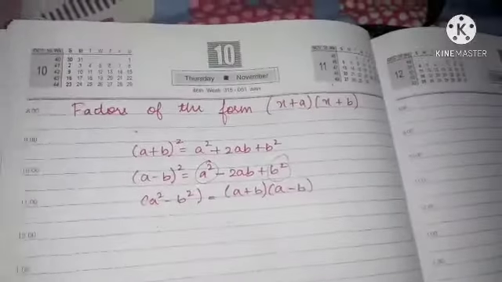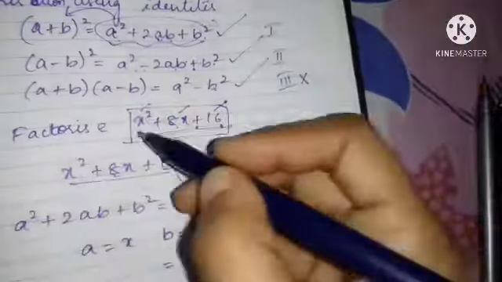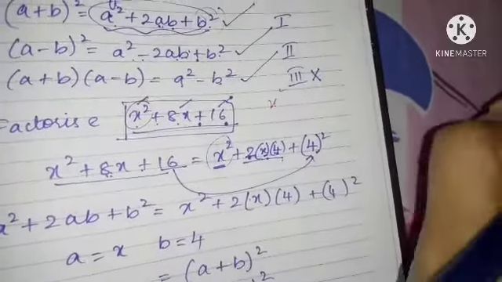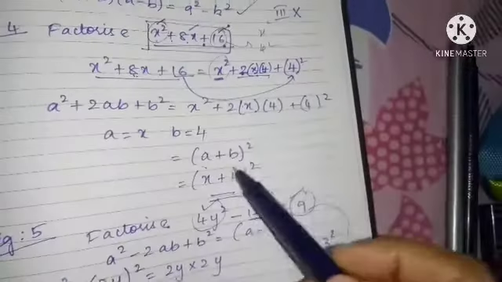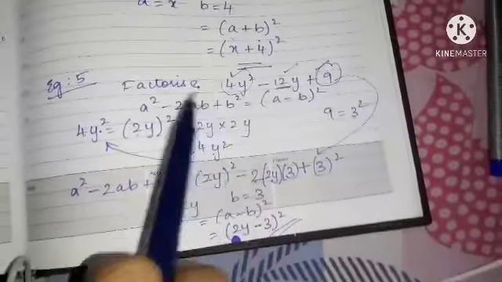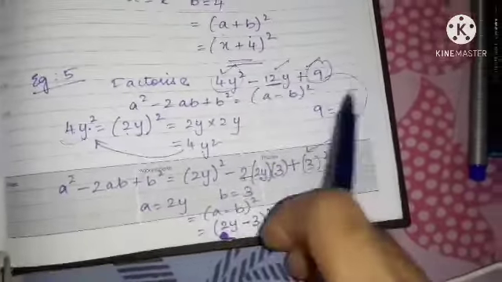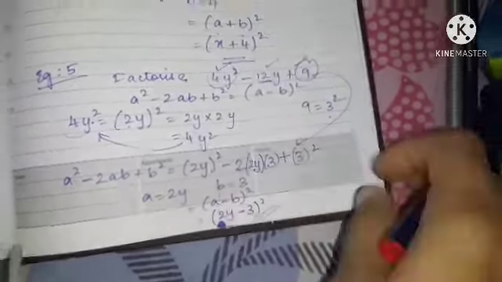For example, like the last problem. See, wait, I'll show you this. Here x square plus 8x plus 16. See, x square is also a perfect square, which is the square of x. 16 is the square of 4. So I am using the a plus b whole square identity for factorization. Here 4y square I can write as 2y the whole square. So 4y square is also a perfect square. 9 is 3 square, so 9 is also a perfect square. In that case I am using the a minus b whole square formula.